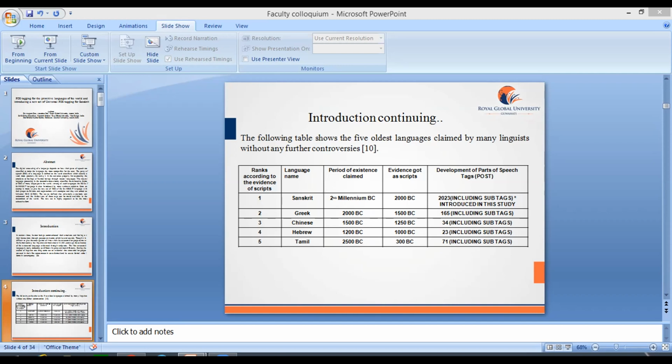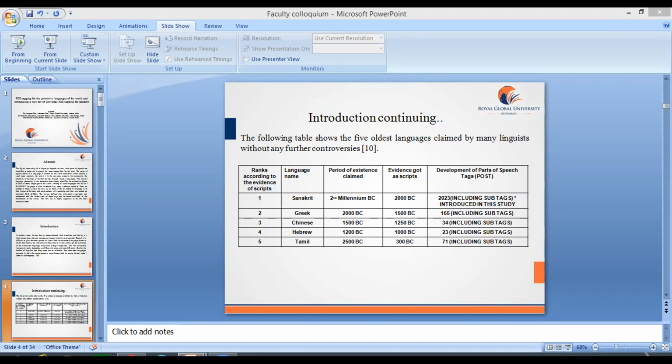In the case of Sanskrit, you can add on. That's why the work on POS tags for Sanskrit is still going on. And in Germany, the most famous scientist Oliver Hellwig is still working on this POS tagging of Sanskrit.